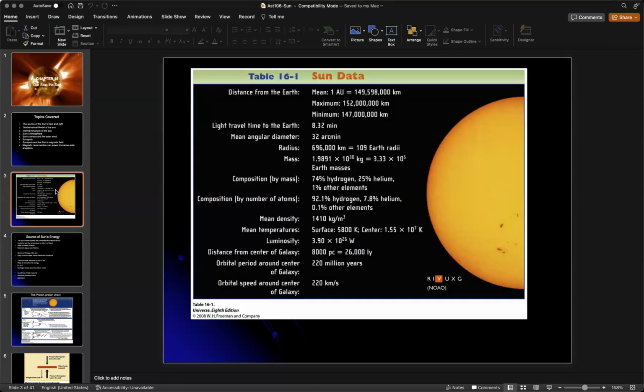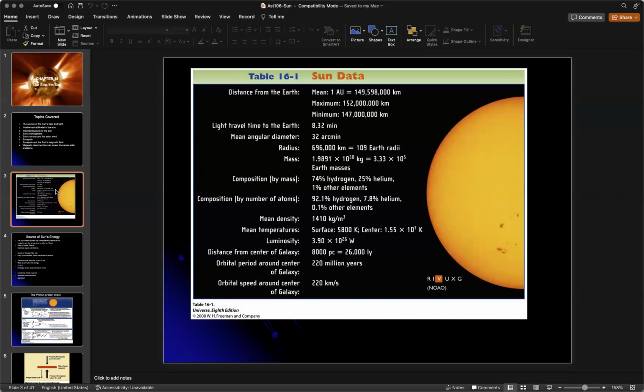Here is some basic data about the sun. The distance of sun from the earth is 1 astronomical unit. The light travel time to the earth: it takes light 8.32 minutes to get from the sun to the earth. The mean angular diameter is 32 arc minutes, which is a little bit more than half a degree. The average angular diameter of the moon is 31 arc minutes.